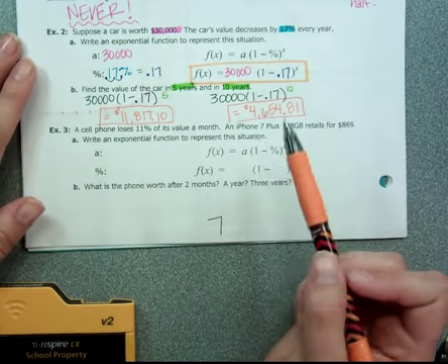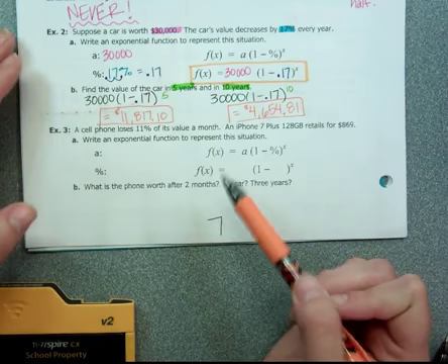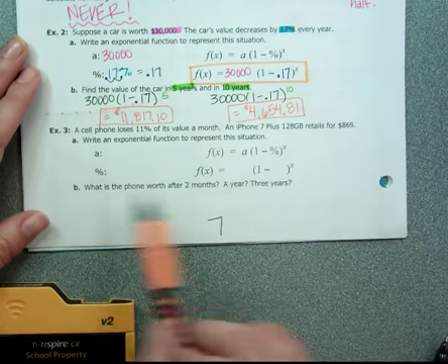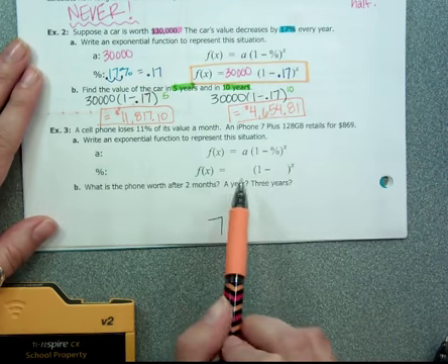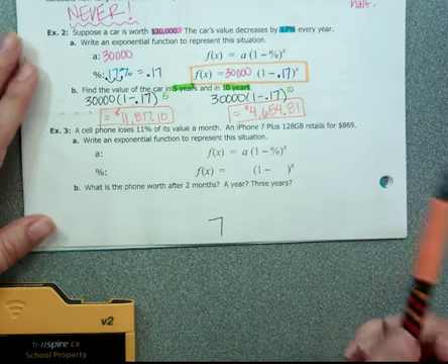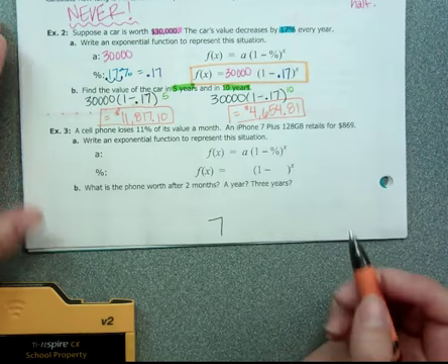All right. With your partner, I want you to try example 3. See if you can do part A and then do part B. So go ahead and pause the video and try part A.